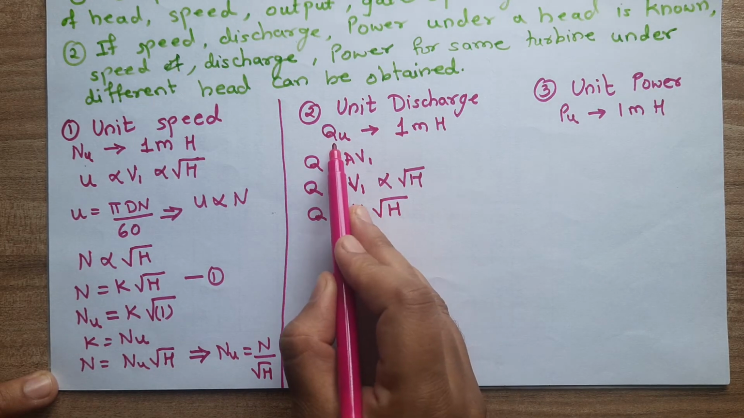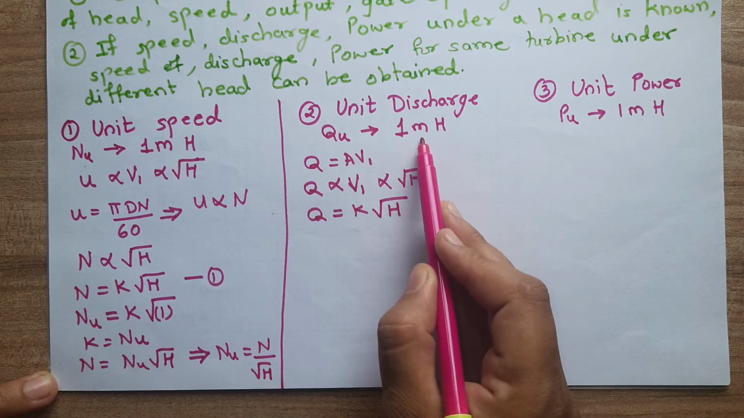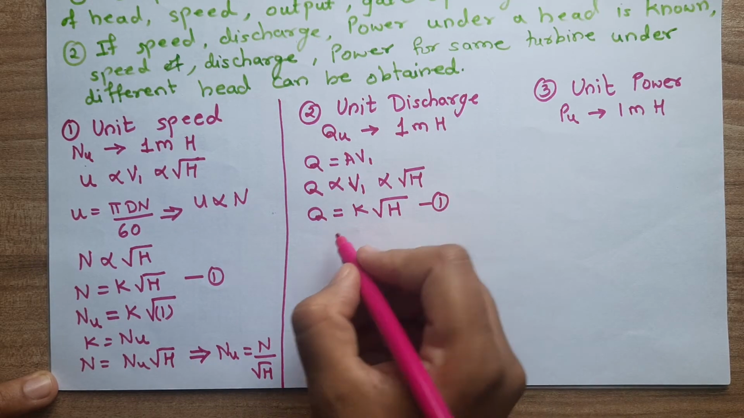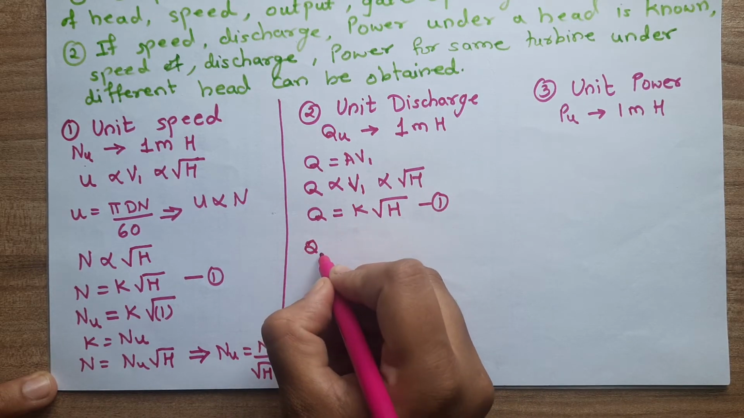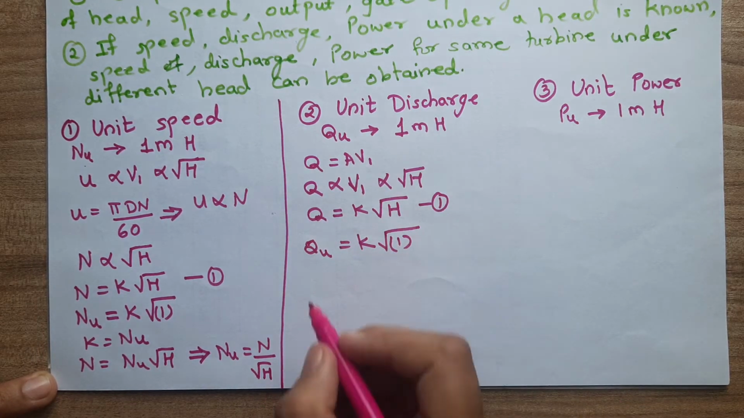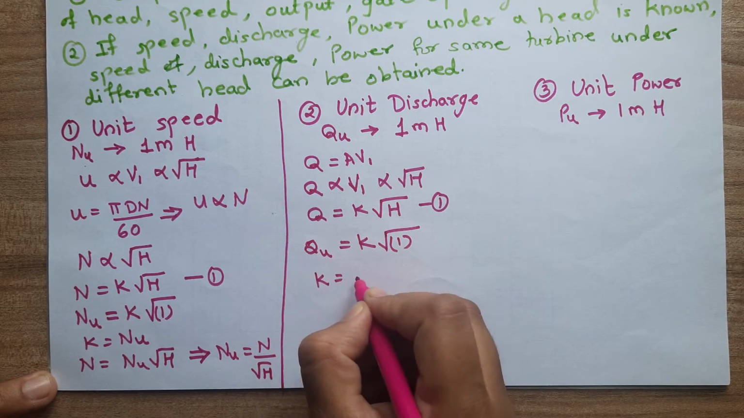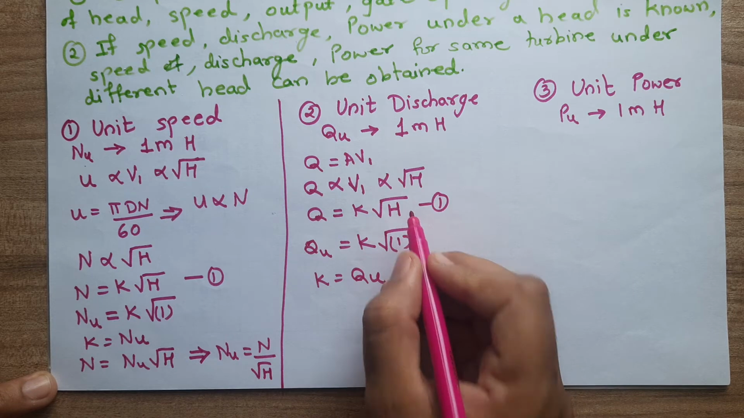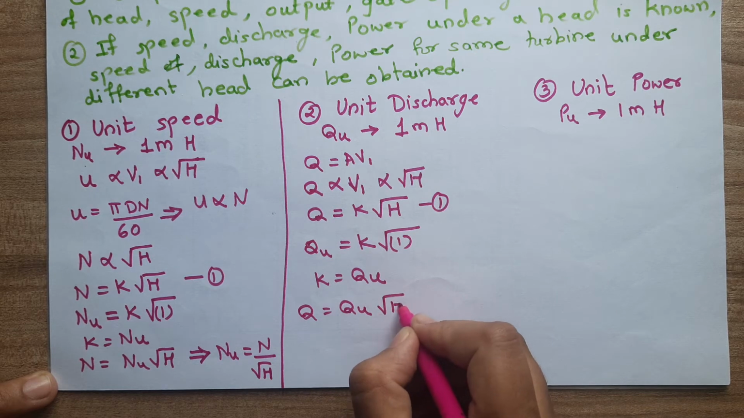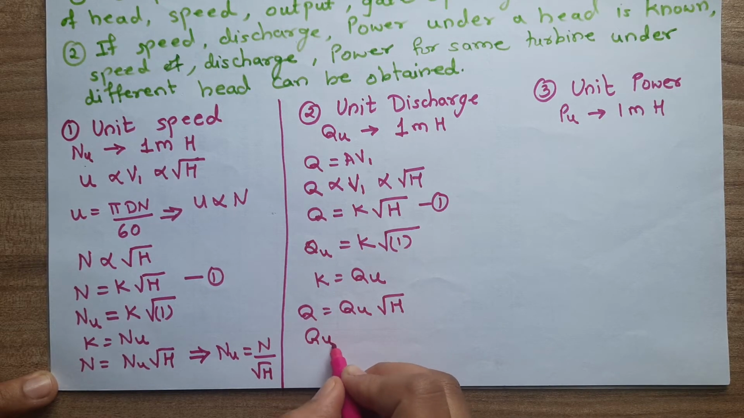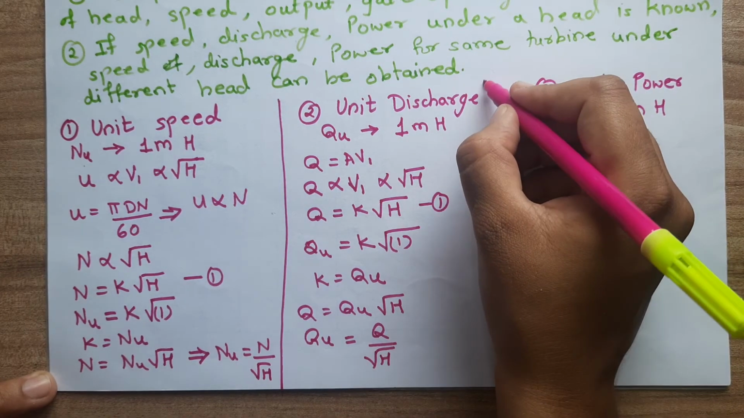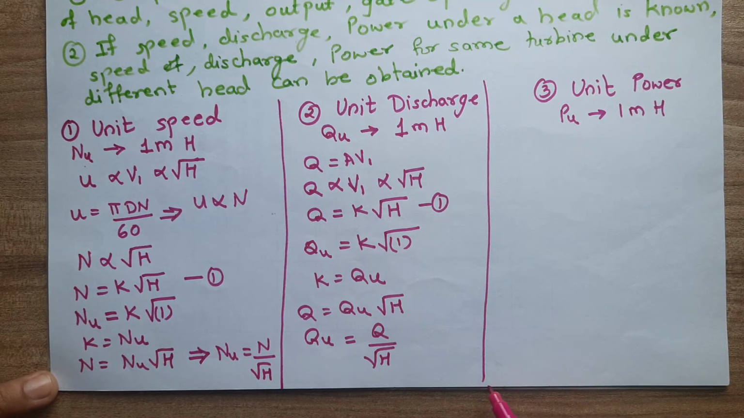Again, by definition, Q is equal to QU when H is equal to 1 meter. So we can put that value: QU is equal to K under root of 1 meter of head. So from here we will get that K is equal to QU. Now put this value in equation number 1 and we will get Q is equal to QU under root of H. Rearrange it, and we will get QU is equal to Q upon under root of H. Now let's see the third one.